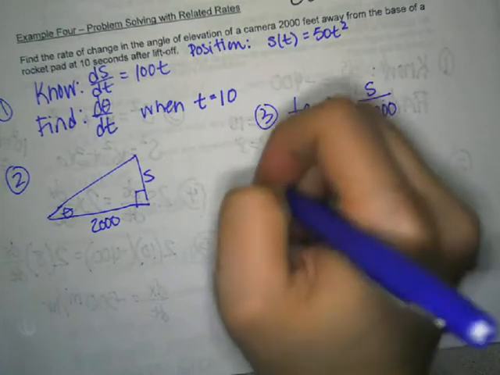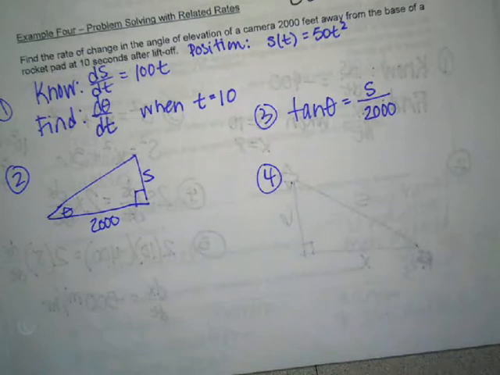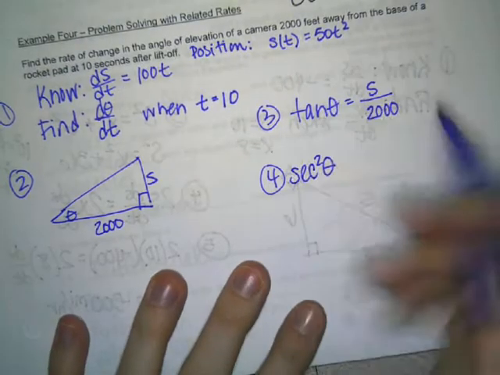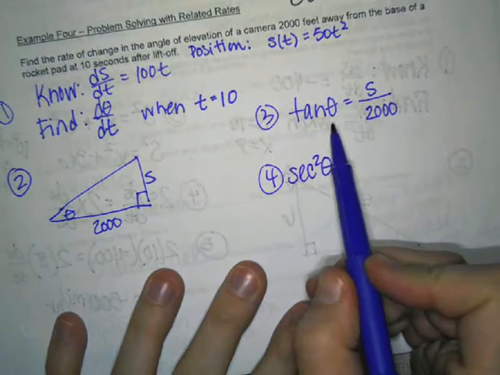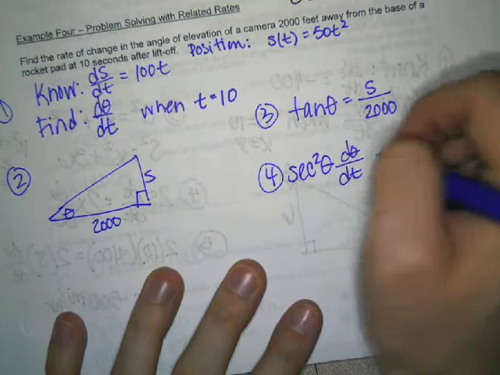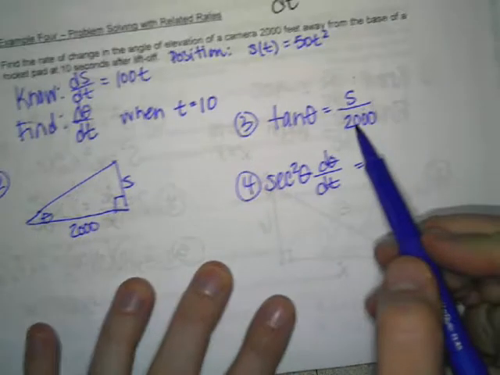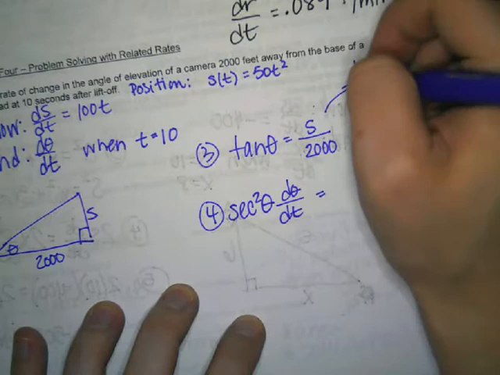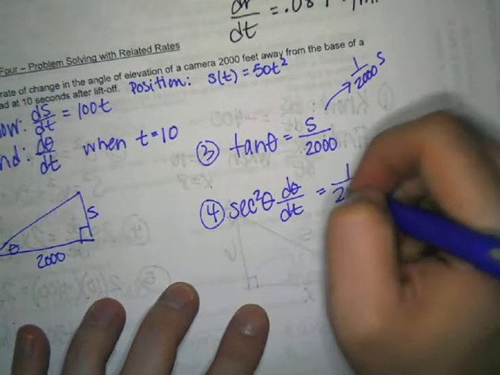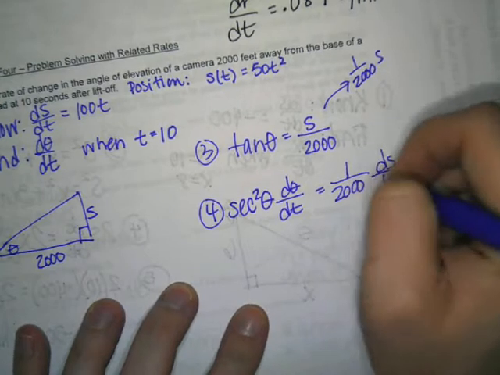And then I'm going to take the derivative. What is the derivative of tangent? Secant squared. So we can say, okay, secant squared theta. Since I took the derivative of something that's not a t, I have to include d theta over dt. And then S over 2000, you could see this as 1 over 2000 times S. So what's the derivative of that? 1 over 2000. And then I'd have to include ds over dt.